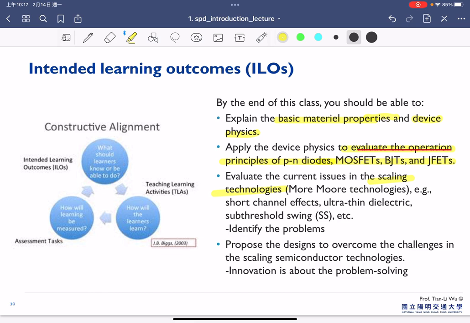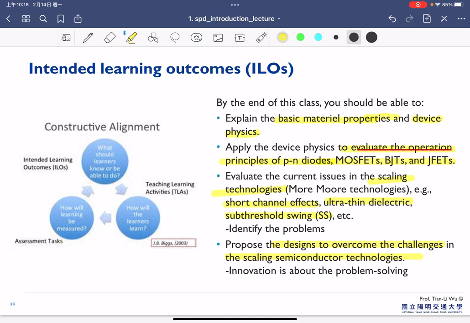So once you finish this course, you should have certain knowledge, so that when you see a very advanced scaling technology, you know what the typical goal of this technology is. For example, short channel effect, ultra thin dielectric, and subthreshold swing are all critical issues for advanced technology. And then you will be able to identify the problem for this device. Also, in the end, you are able to propose a design to overcome the challenges in scaling semiconductor technology. So I hope that by the end, once you see certain issues, you will come up with an idea for a possible solution to address them. Although the solution sometimes might not be realistic, at least it's a good way to think about it.